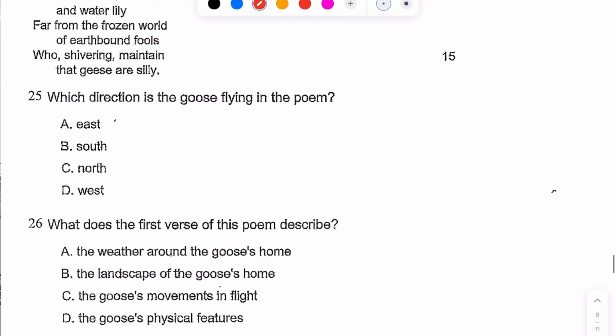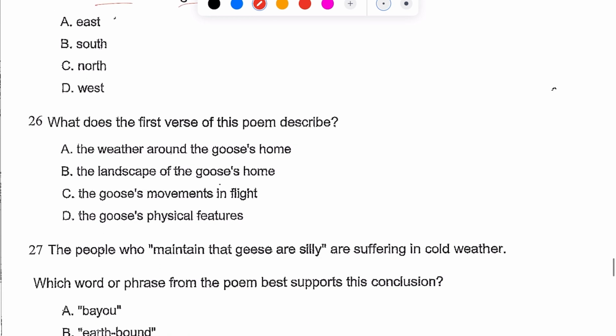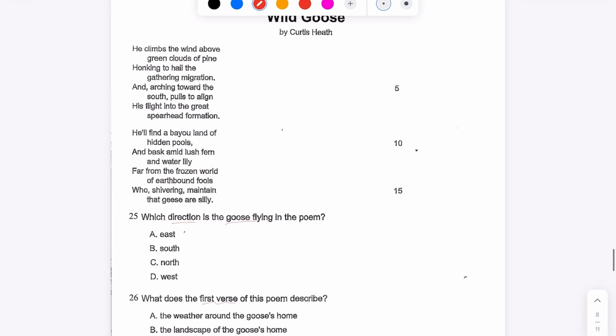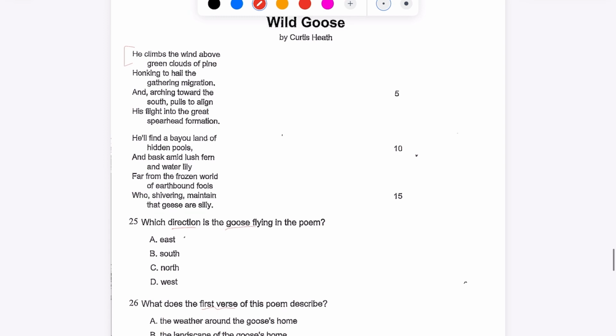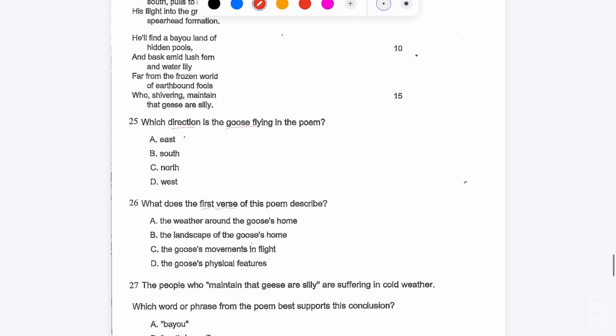So here, again, we're going to preview the questions. For 25, which direction is the goose flying in the poem? So we have this goose, and we're going to figure out the direction. And now for 26, what does the first verse of the poem describe? So the first verse is the first paragraph. That's over here, or the first section. So that's for number 26.